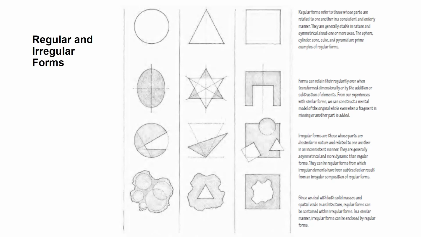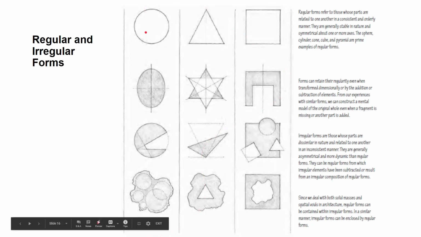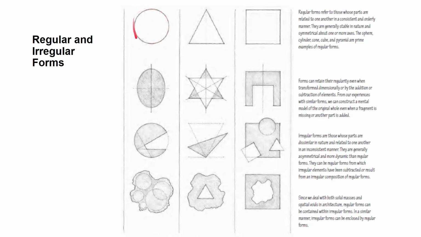Regular and irregular forms. Regular forms refer to those that are related to one another in a consistent and orderly manner. You have equidistant measurements from all sides. These are your regular forms. Same with the triangle, you have equidistant measurements and dimensions from both ends, and same with the square, which has 90 degrees at all the corners. Forms can retain their regularity when transformed dimensionally or by addition and subtraction of elements.